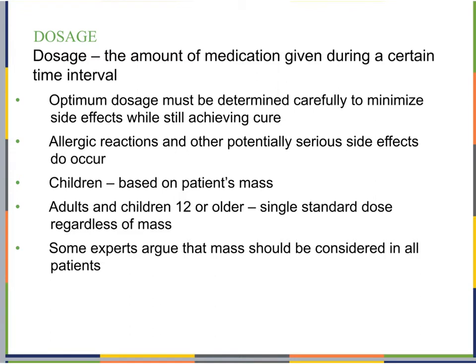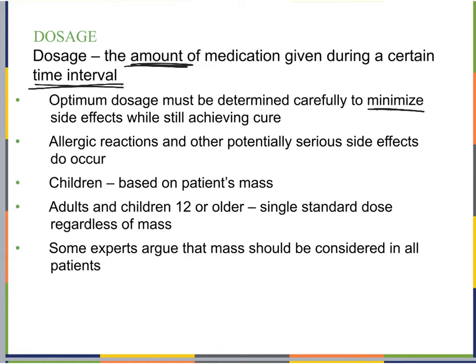So next we're going to talk about dosage, which is basically the amount of medication that's given. And with that, not only is it the amount, but it's also the time interval. So with particular antimicrobials, our optimum dosage must be determined because we want to minimize our side effects, right? We just talked about those broad spectrums killing everything. But in general, we want to minimize other side effects as well while still achieving the cure. So we have to balance that.